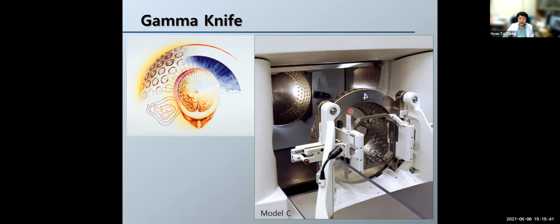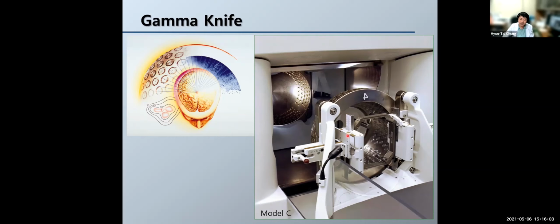I don't know how to call it. They cut the top part and made a semi-hemispherical shape, so we call it a helmet. There are primary collimators here. Cobalt sources are over this primary collimator, and this helmet worked as a secondary collimator.